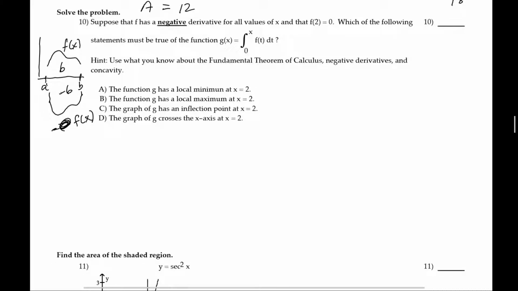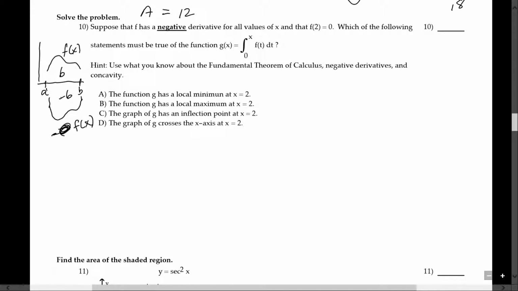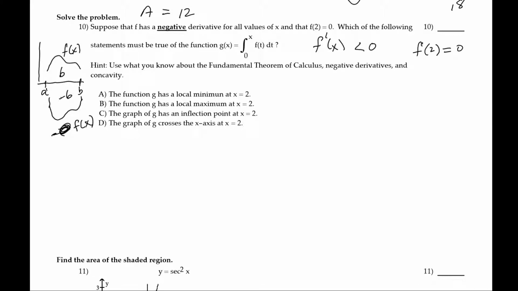Now problem 10. We're told that the function f has a negative derivative for all values of x. So f prime of x is less than 0. And f of 2 is equal to 0. And we want to find out which one of these statements about G is true. We're looking at possibly local minimum, maximum, inflection points, or where it crosses the x-axis.